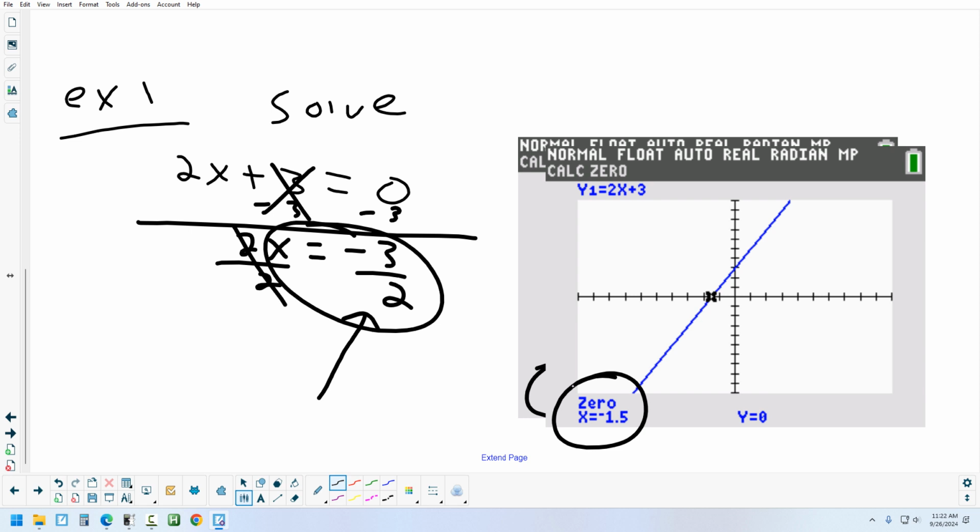But any questions on how we solved that equation for 0, for its root? Okay, linear equations, hopefully from Algebra 1, you should be very comfortable getting x by itself. You shouldn't really need the graphing calculator to get negative 1.5. I think the graphing calculator is probably slower than just doing the algebra.